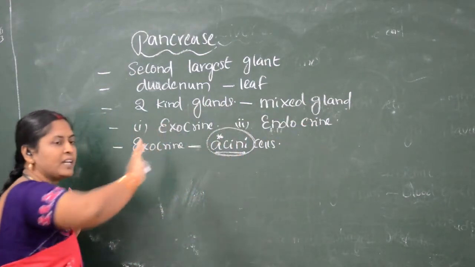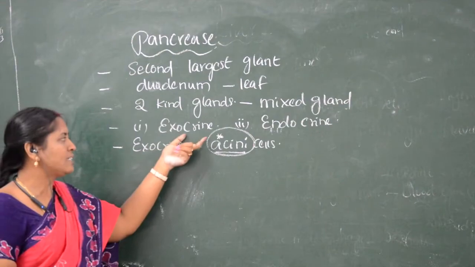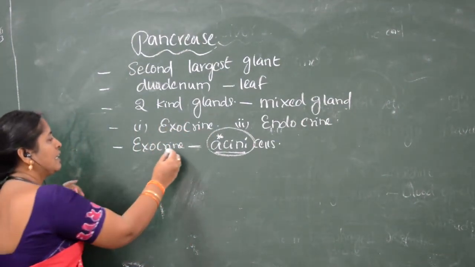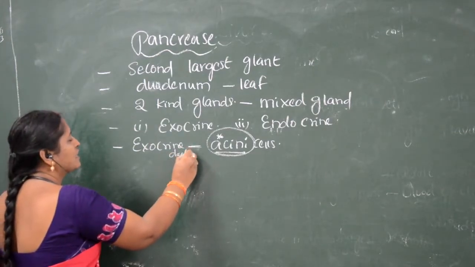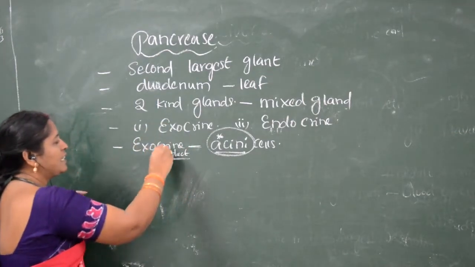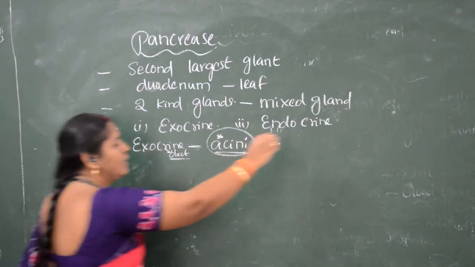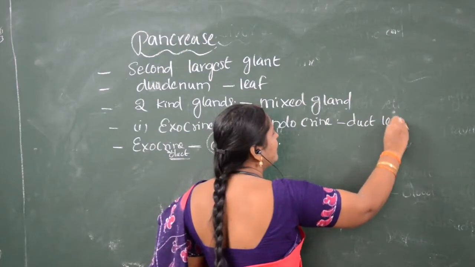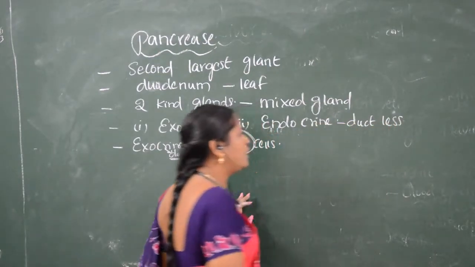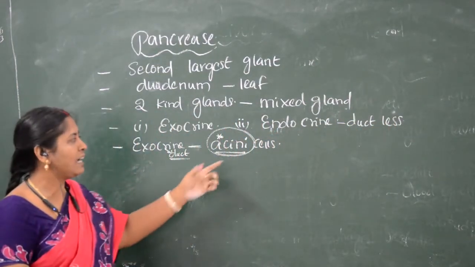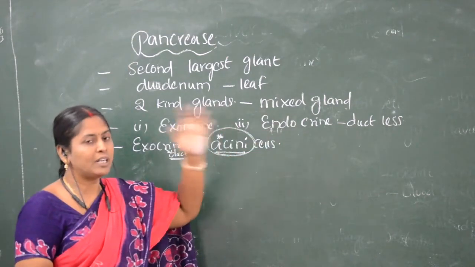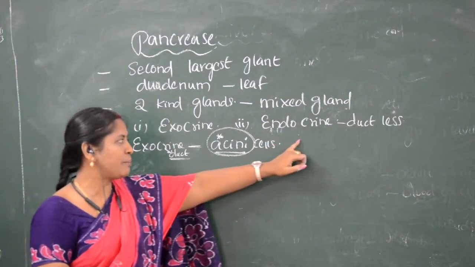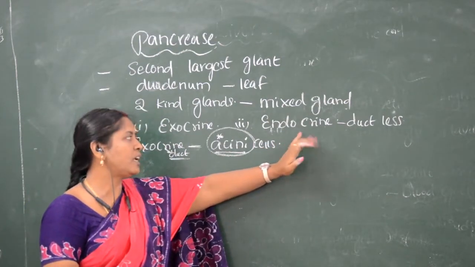So what is meant by exocrine and what is meant by endocrine? Exocrine glands are the glands which possess ducts. If a duct is present, it is called exocrine. If the duct is absent, they are ductless glands, called endocrine. Ductless glands are called endocrine. Examples of ductless glands are the pituitary gland and many other glands.